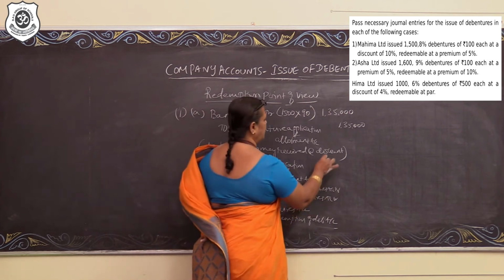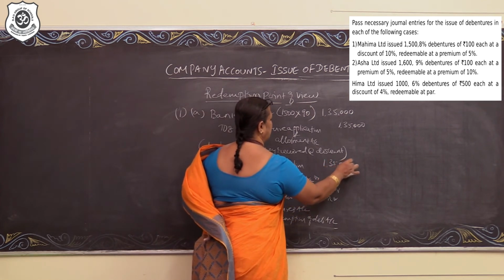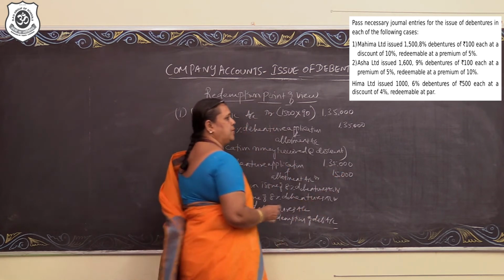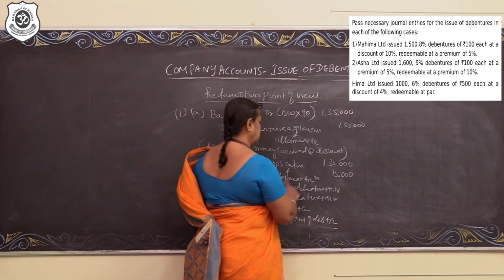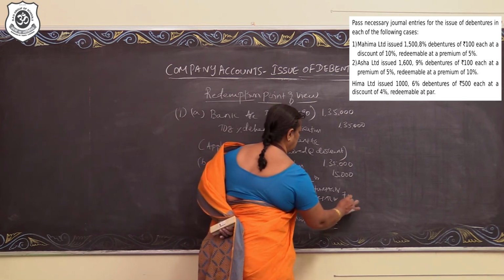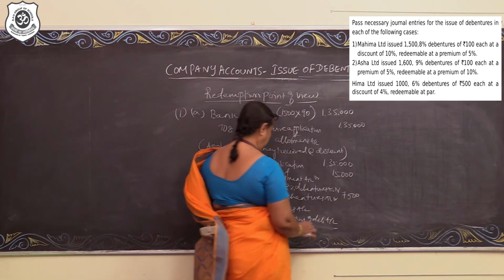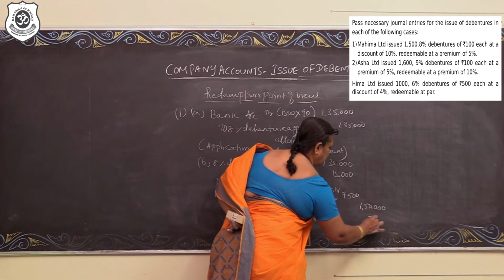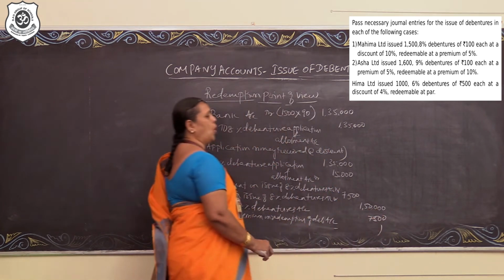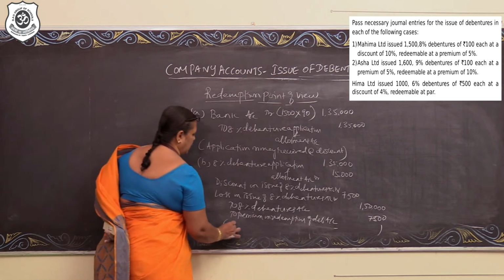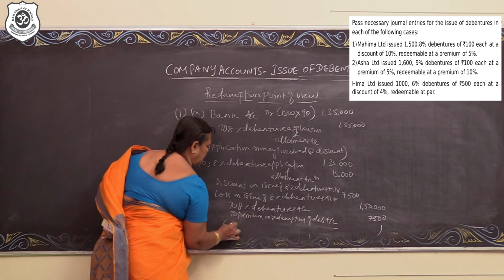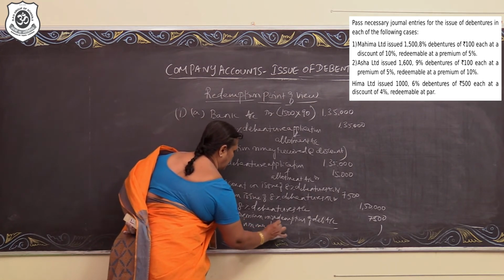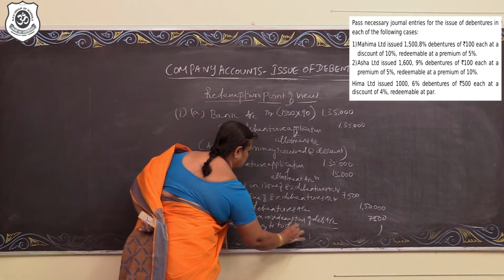So you will have 1,35,000, 15,000 is 10% value, 15,000. Then 5% is loss on issue of debentures, which is 7,500. Again 8% debentures will be 1,50,000 and 7,500 will be premium on redemption of debentures. So the narration is going to be application money transferred to debentures account.